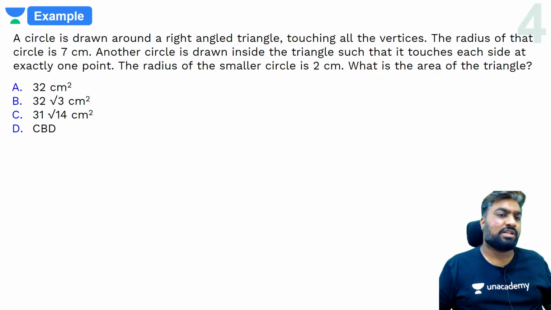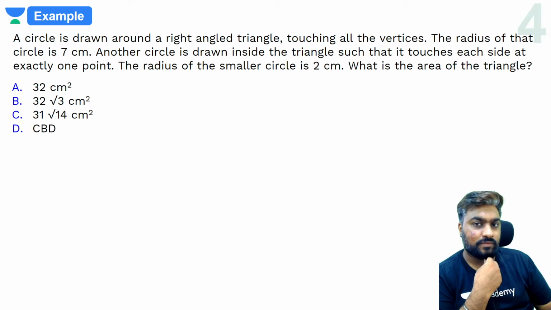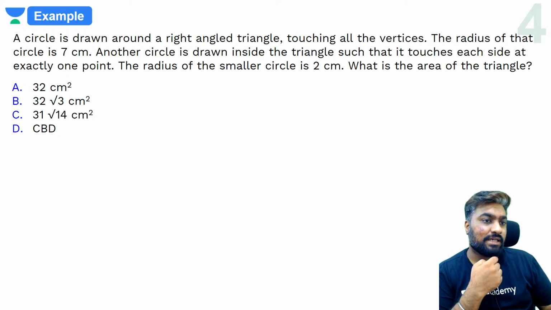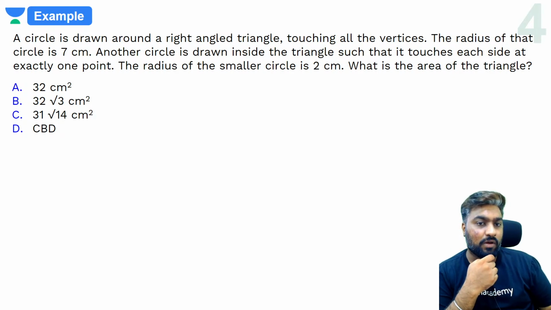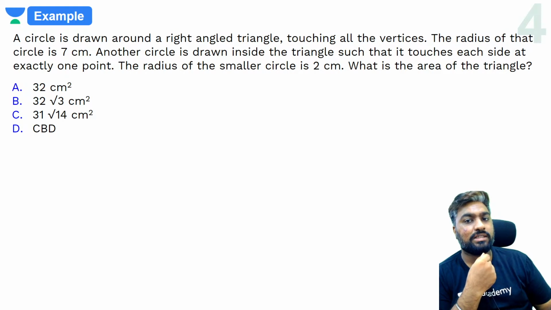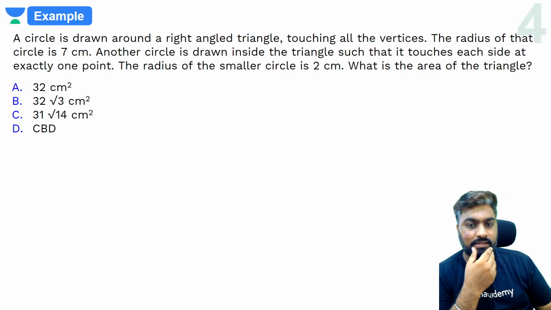A circle is drawn around a right angle triangle touching all the vertices. The radius of that circle is 7 centimeter. Another circle is drawn inside the triangle such that it touches each side at exactly one point. The radius of the smaller circle is 2 centimeter. What is the area of the triangle? Let's see who can answer this real quick.